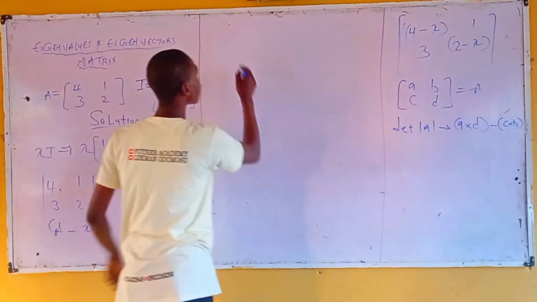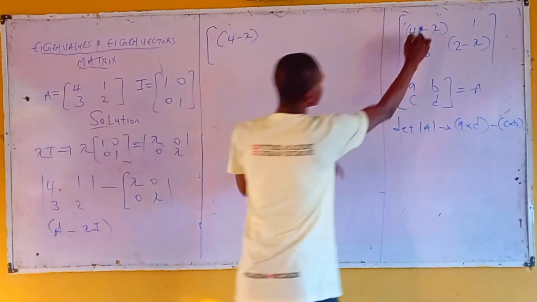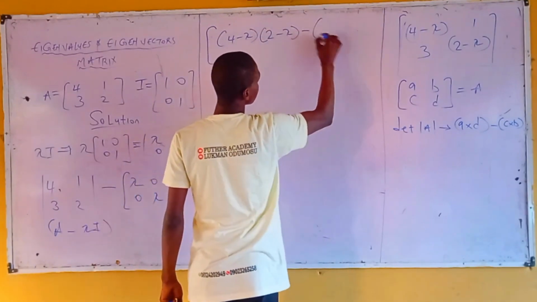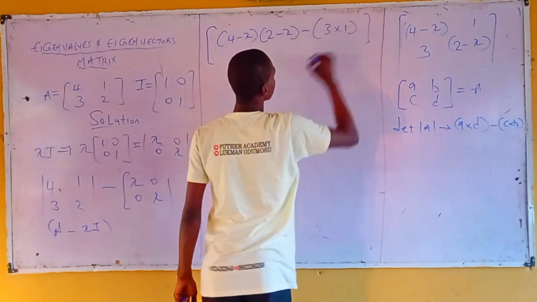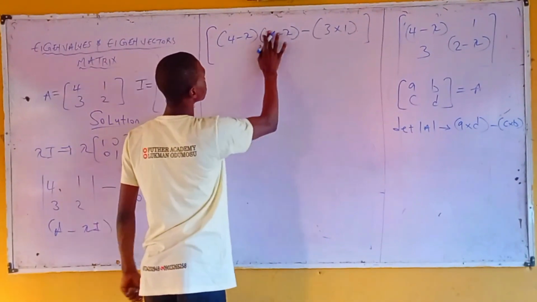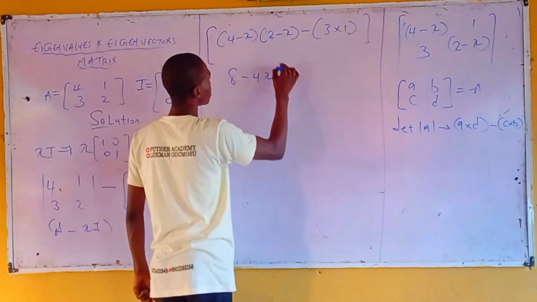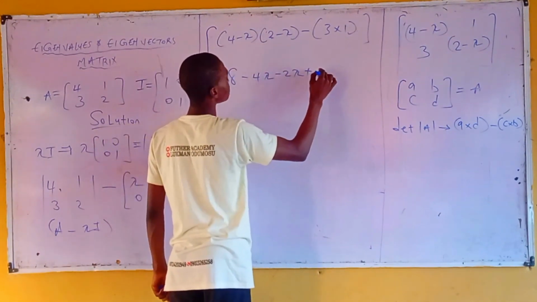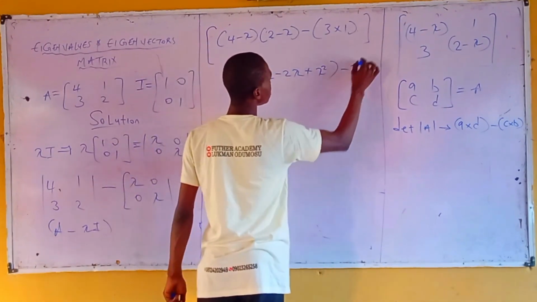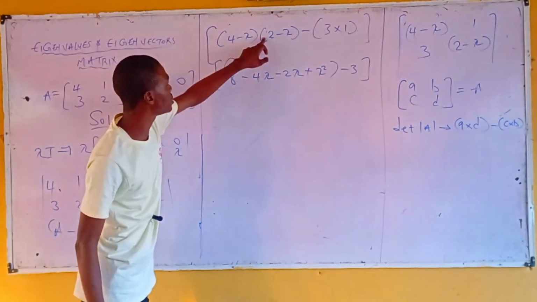Applying this concept, it becomes all into bracket 4 minus lambda, this times this, right? All into bracket 2 minus lambda, negative 3 times 1. Close your bracket. Open up. This times this, what do you have? 6. This is what? 8. This times this, negative 4 lambda, negative 2 lambda, positive lambda square, minus 3. Any questions so far?